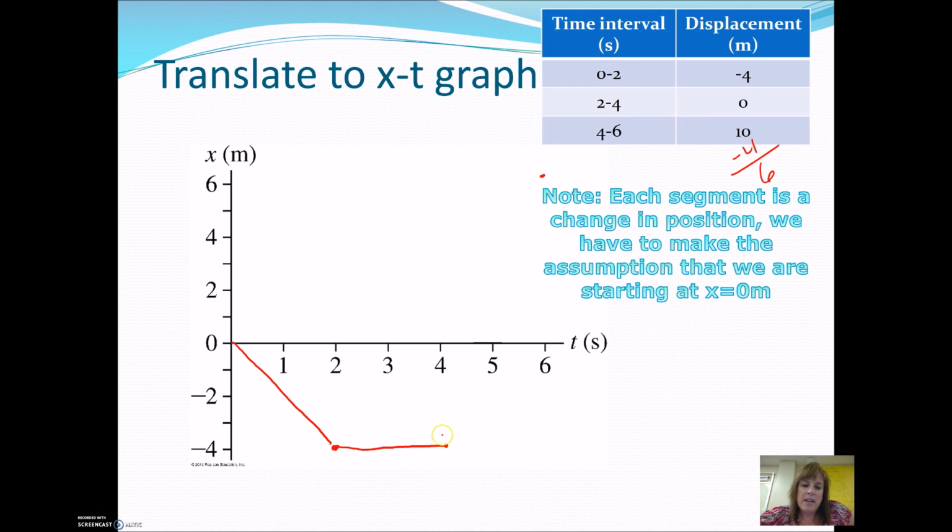And so that means I'm going to draw a straight line. And remember, it's a straight line not because I connect dot to dot, but because I have positive constant velocity on my velocity graph. So we're going to draw, hopefully, a nice straight line to 6 meters at 6 seconds. So there is our translated position versus time graph.